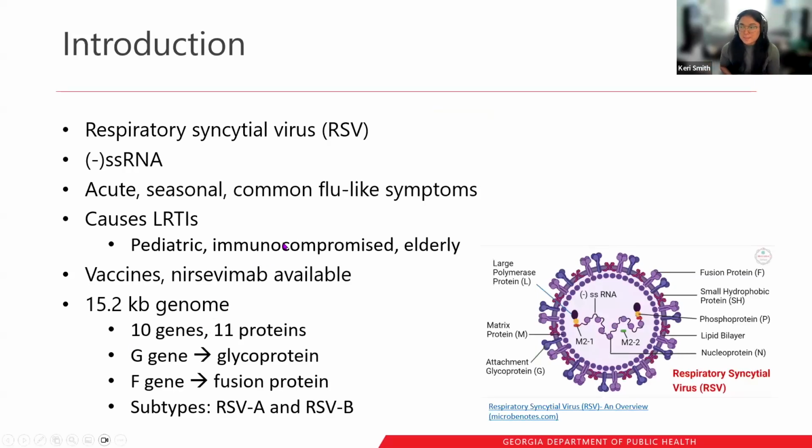And so for introduction, as we know, RSV is the respiratory syncytial virus. It's a negative sense RNA virus, and it is one of the big major three respiratory pathogens that we see every year, and that includes COVID, flu, and RSV. It is acute, it's seasonal, it has common flu-like symptoms. We see cases rise in the fall and winter months. For severe cases, it does cause lower respiratory tract infections, and that includes pneumonia, bronchiolitis. And the vulnerable populations that are impacted are infants, immunocompromised people, and the elderly.